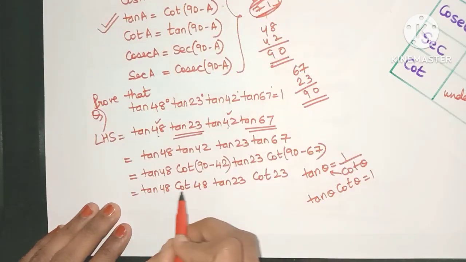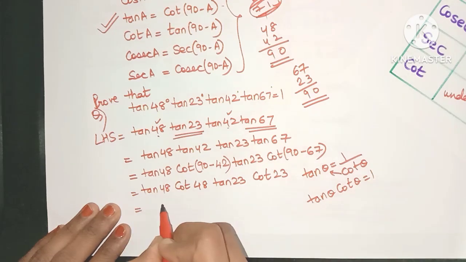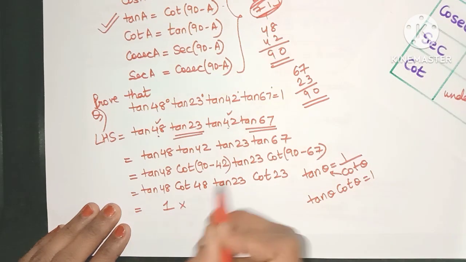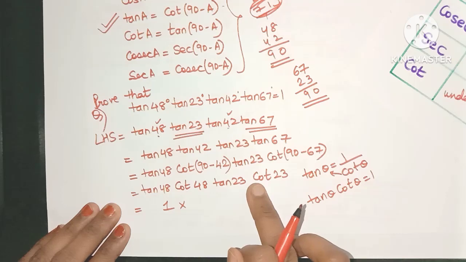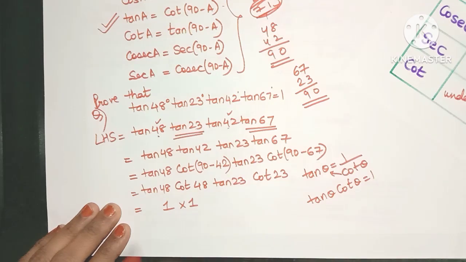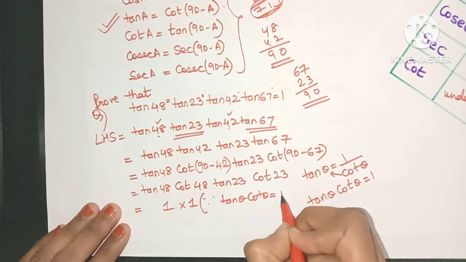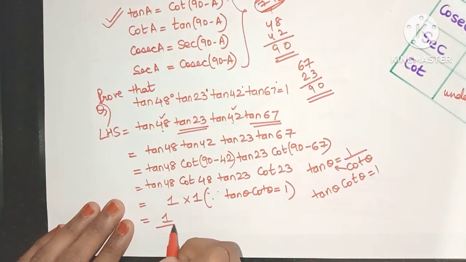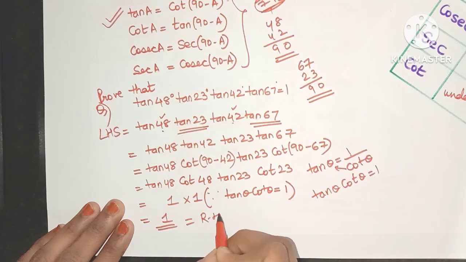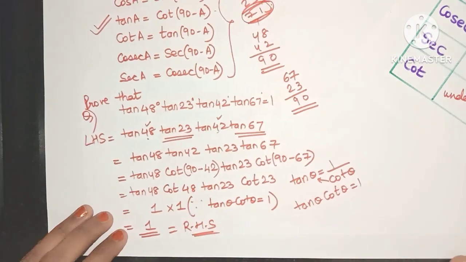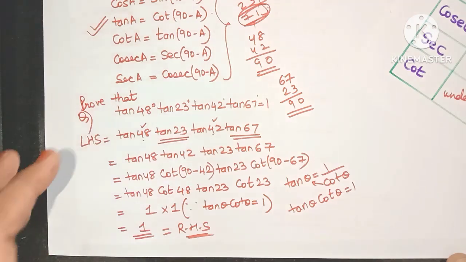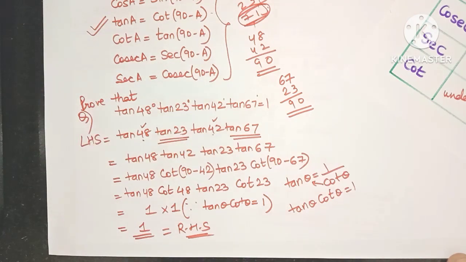So, tan 48 into cot 48 will also be 1. Similarly, here also the same story. Tan 23 into cot 23 will also be 1. The reason you need to write, because tan theta cot theta will be equal to 1. So 1 into 1 is 1, and that's how the left hand side is equal to the right hand side. So friends, I hope you understood how to solve this type of question.